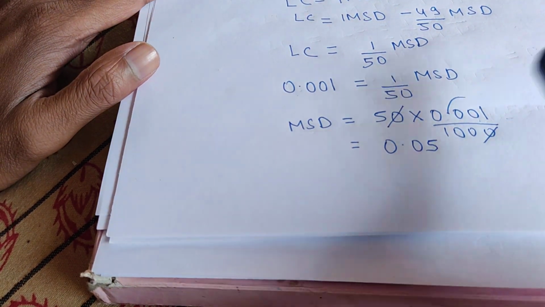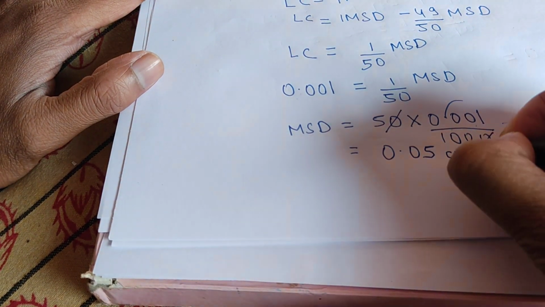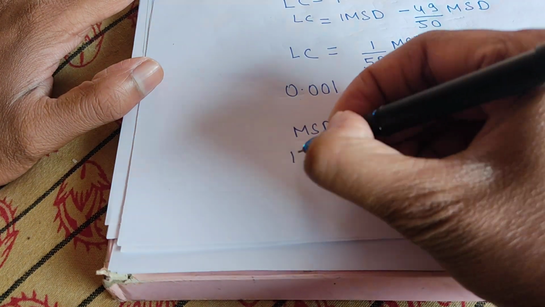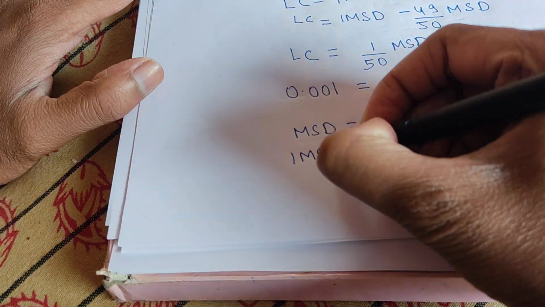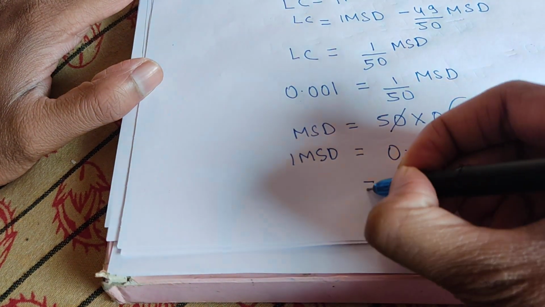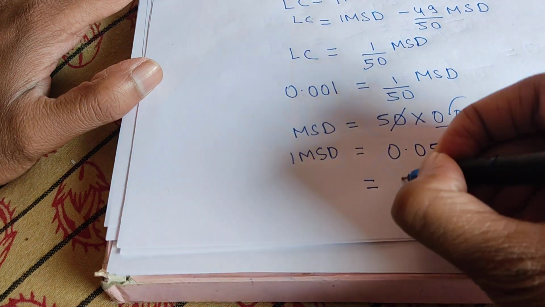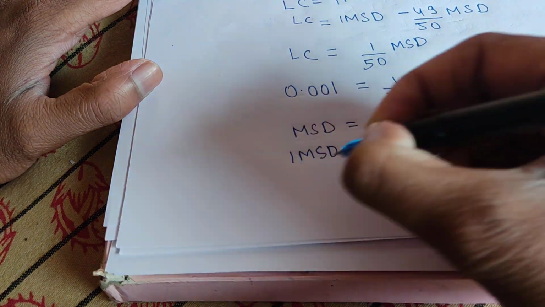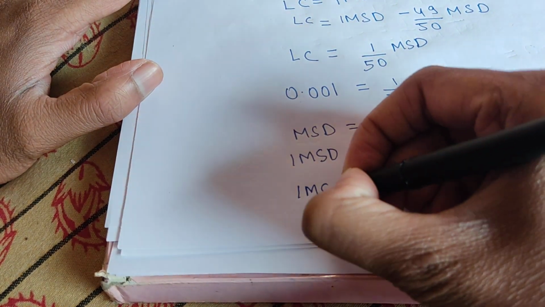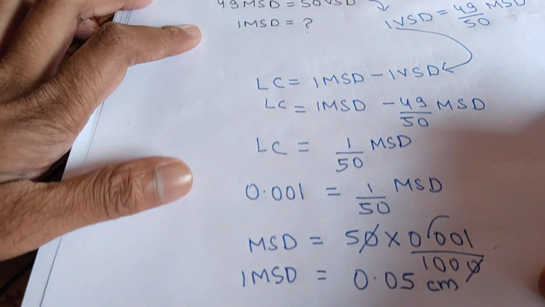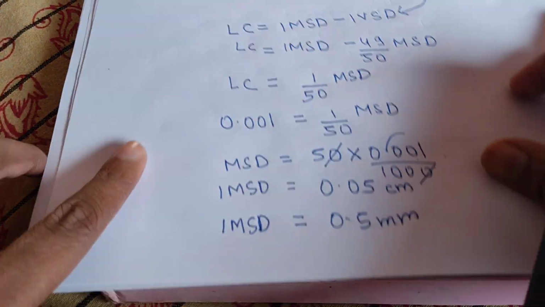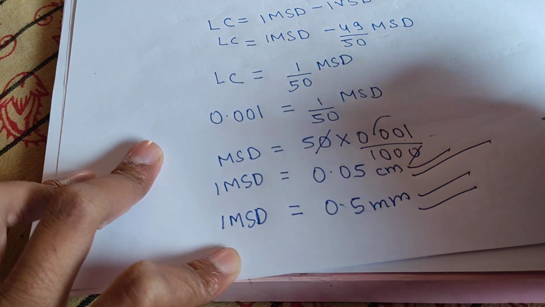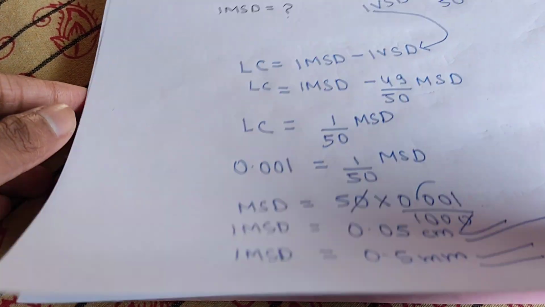So it is 0.05 centimeter. This is 1 MSD. If we convert into mm, it becomes 0.5 mm. So this is 1 MSD, and the question demands 1 MSD, which is equal to this. That's it. Now we move to another question.